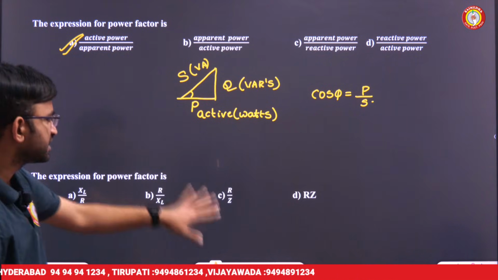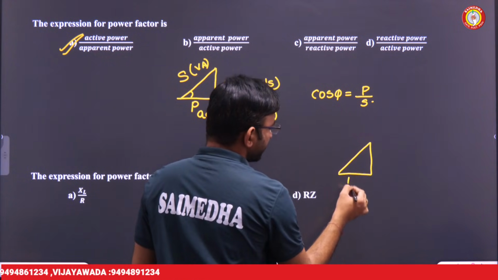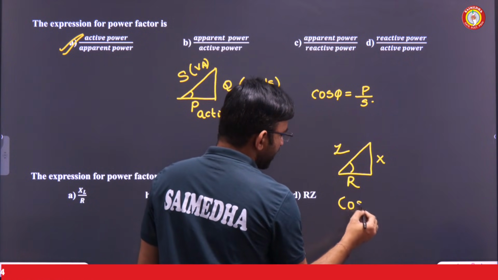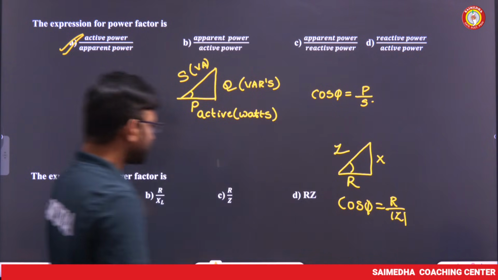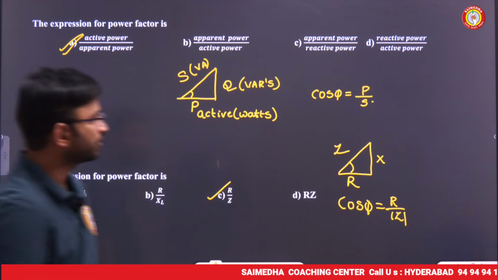Next question in a similar format: find the expression for power factor. But here the impedance triangle is given. From the impedance triangle we can say that this is the resistance, this is the reactance, and this is the impedance. So from here cos phi equals resistance divided by magnitude of impedance, R divided by Z, which gives the power factor of the circuit.